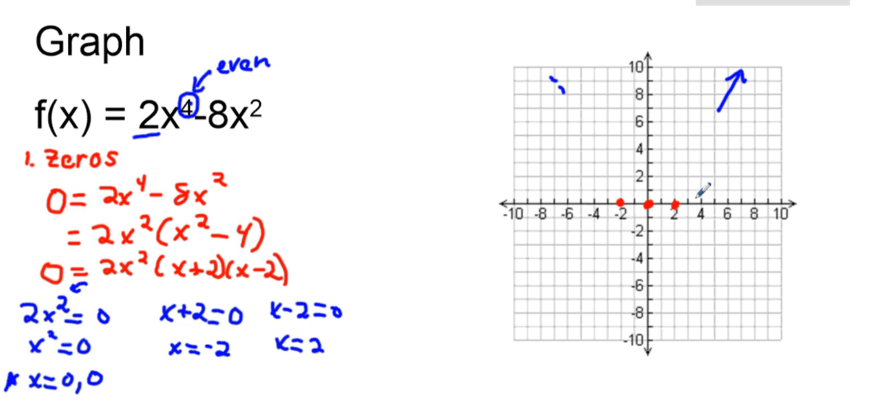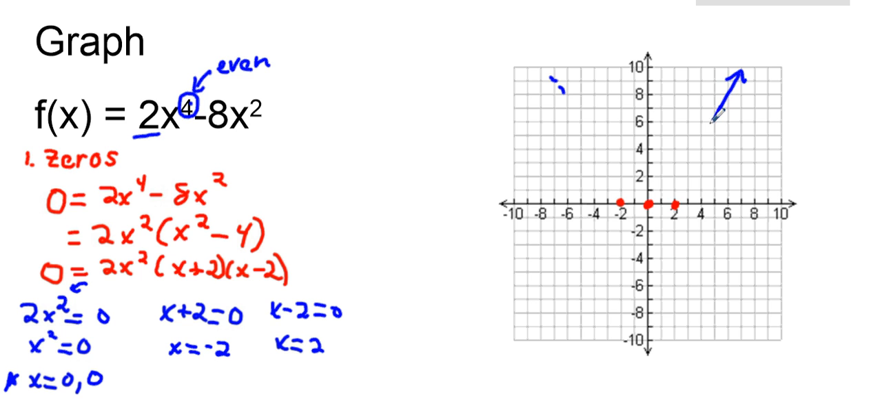So knowing my zeros and my end behaviors, I'm simply going to come down and sketch the graph. Now I have to make note that I have a double root, as we call it, at 0. With a double root, it means we're simply going to bounce off the graph. We're going to touch it. It's a point of tangency. And the other points we simply go through.